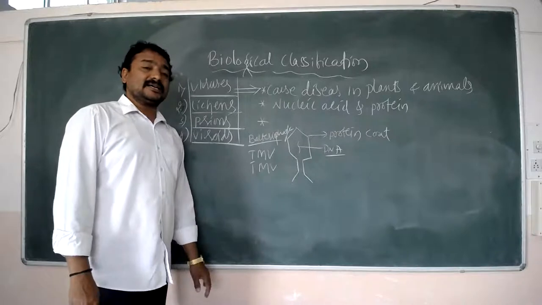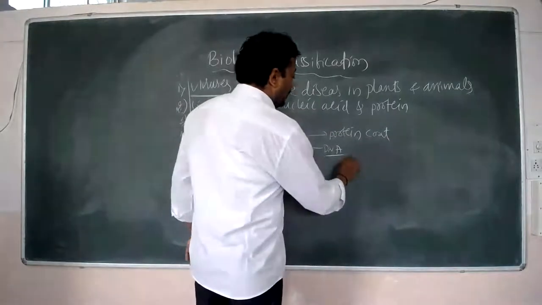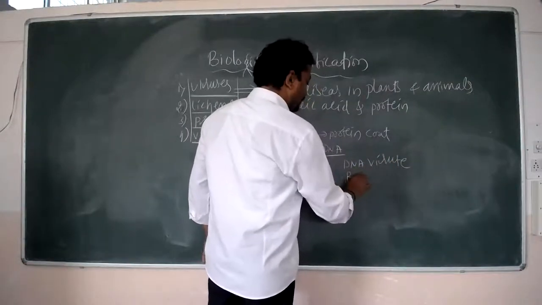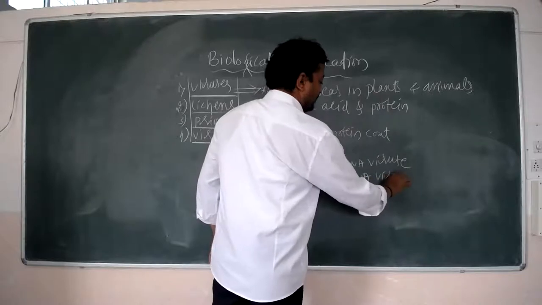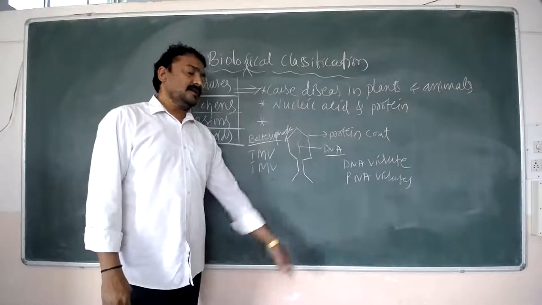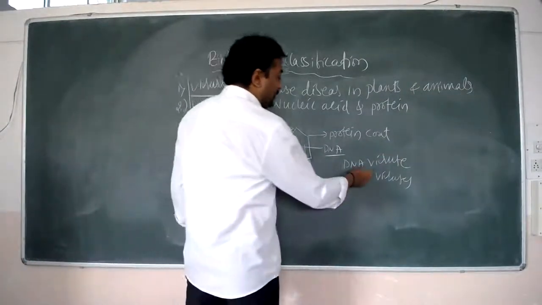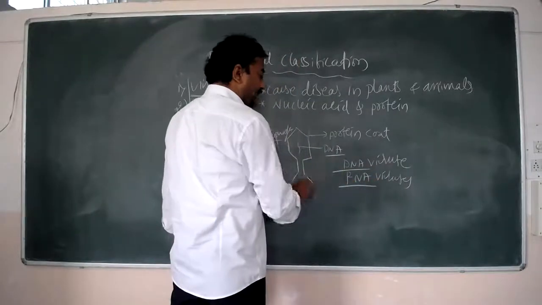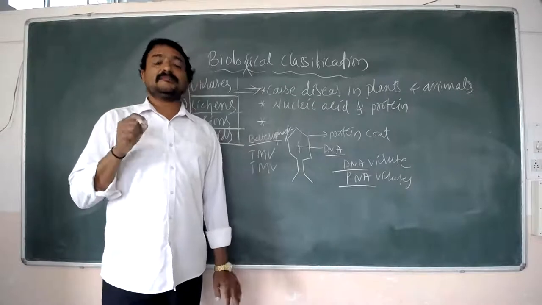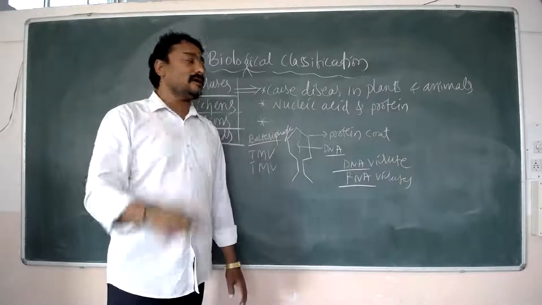Viruses are classified into two categories based on the genetic material. They are DNA viruses and RNA viruses. In most cases, DNA will be the genetic material, and in some cases, RNA will be the genetic material. Remember, in viruses, the genetic material may be either DNA or RNA, but never both.